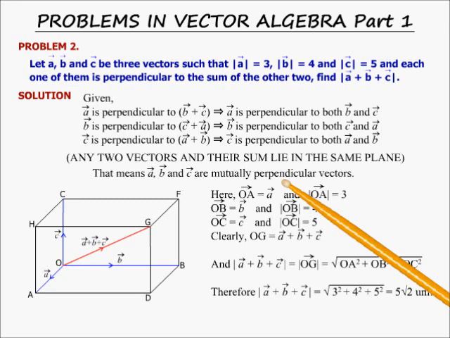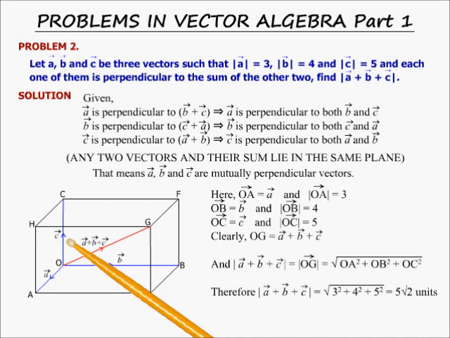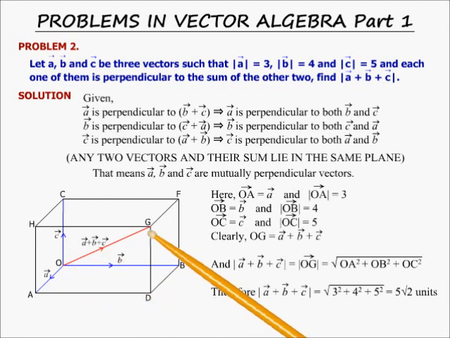That means vectors A, B and C may be represented by the adjacent sides of a cuboid in a three-dimensional real coordinate space. Their sum will represent the diagonal OG of that cuboid, and the magnitude of the sum of A, B and C is the length of OG. OG is calculated simply by the formula where the length of a diagonal of a cuboid is equal to the square root of the sum of squares of the adjacent sides of the cuboid. In this case, it is equal to square root of OA square plus OB square plus OC square. The answer is 5 root 2.